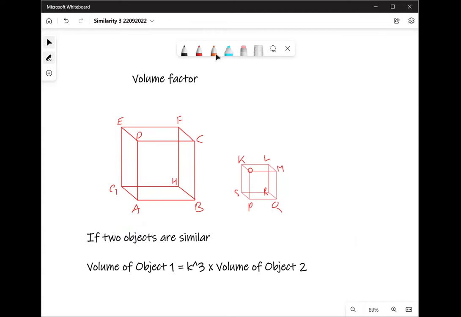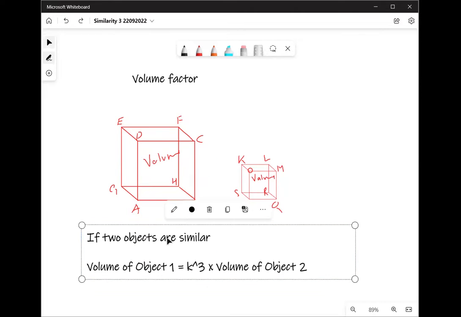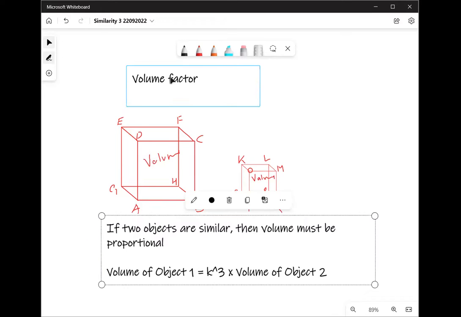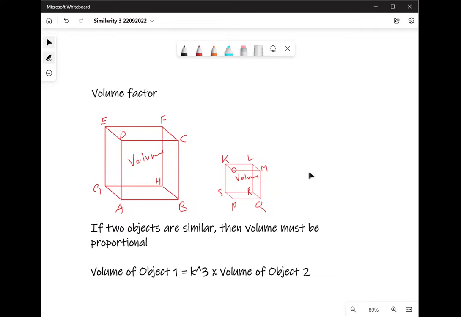Whatever the volume of this is, it has some volume, right? And this also has some volume. The volume of both these shapes must be proportional in K cubed. If objects are similar, then volume must be proportional. Write it in your notebook. Tell me when you're done. This right here is the important part.